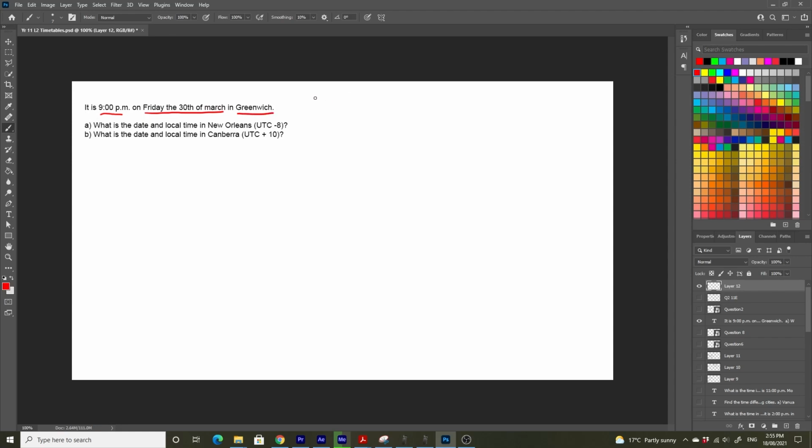Now we know that the time in Greenwich is also referred to as Greenwich Mean Time, or GMT, and we also know that this is the same thing as UTC, or Universal Coordinated Time. So given that it's 9 p.m. on the 30th of March, and that is also equal to UTC, we can use the various time zones of +10 and -8 to work out what the day will be in these locations and what the time will be in these locations. So let's start with the first one in New Orleans.